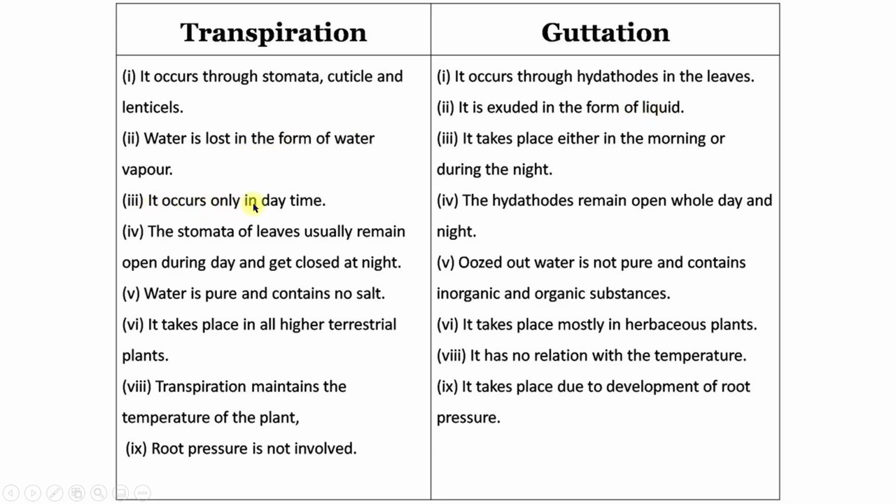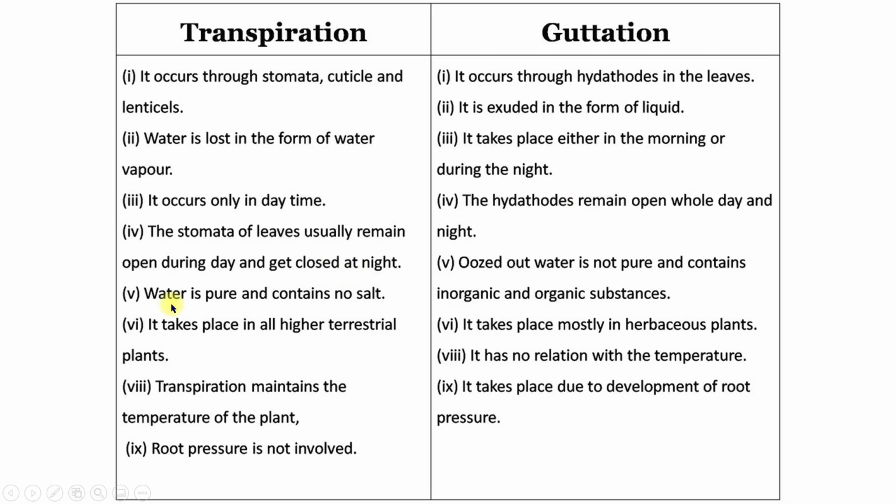Transpiration occurs only in daytime, especially during a hot, dry environment, whereas guttation takes place either in the morning, during the night or in the evening, anytime, as long as the environment temperature is lower, and the water intake by the plants through the root cells is higher. In transpiration, the stomata of leaves usually remain open during the day and get closed at night, whereas the hydathodes remain open all day and night.